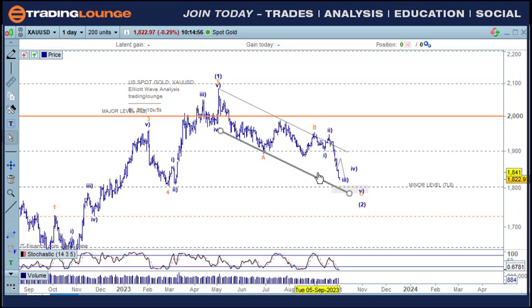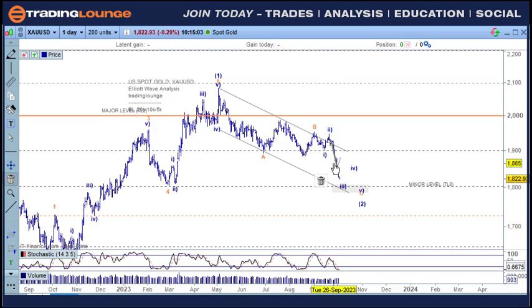So I've got it here as a B wave with 1 and 2, and I haven't updated this here, but 3, 4 here, and the wave 1 wasn't very big here, so the wave 5 here doesn't have to be that big. It just depends on what sort of bounce we get off the 1800 here. So really we could have this as the A, then an ABC for the B wave, 1, 2, 3, 4, 5 here.